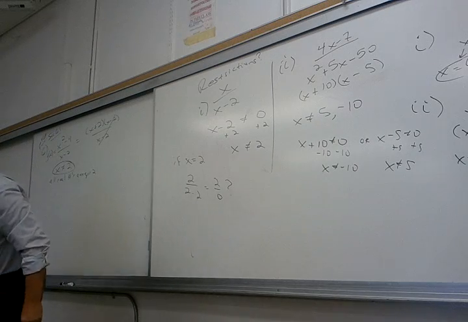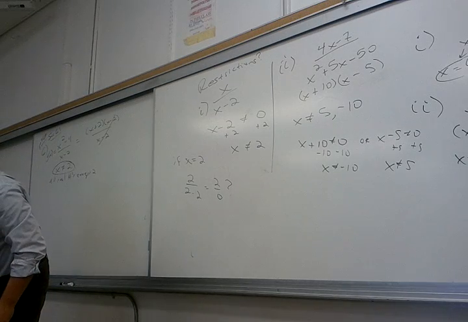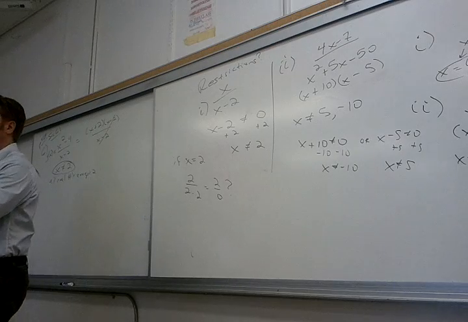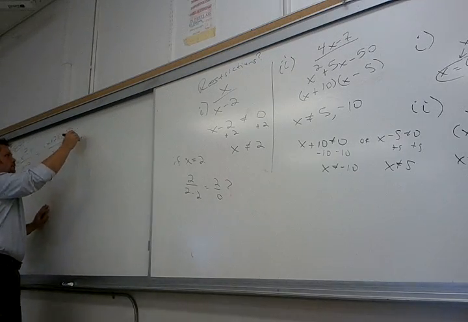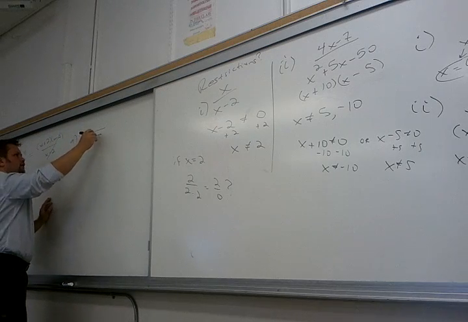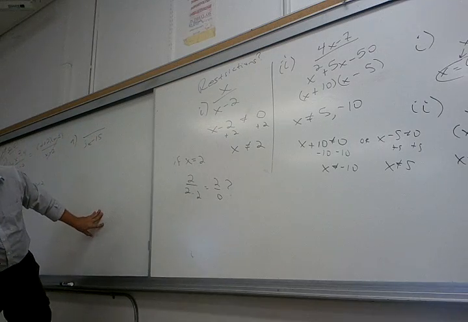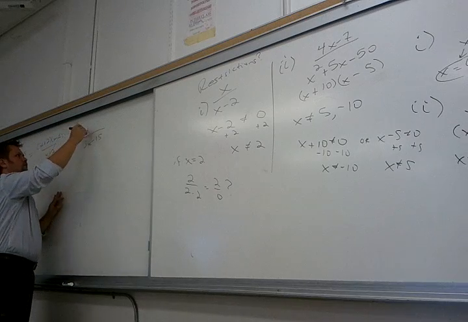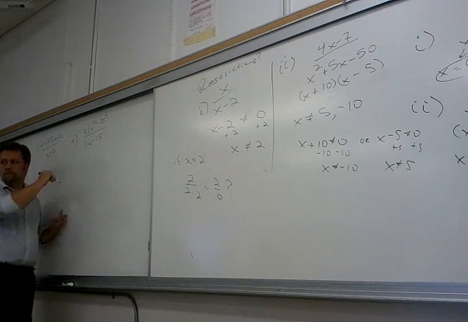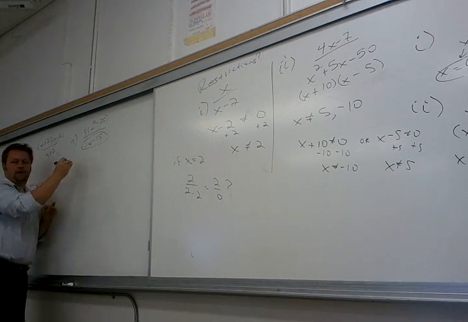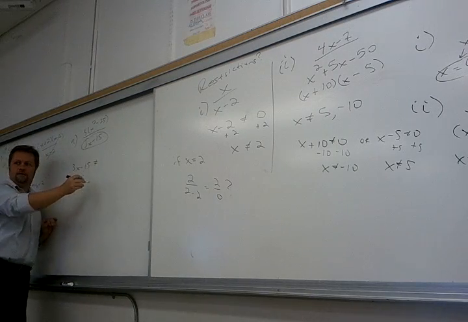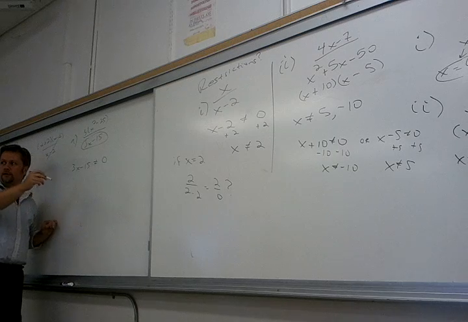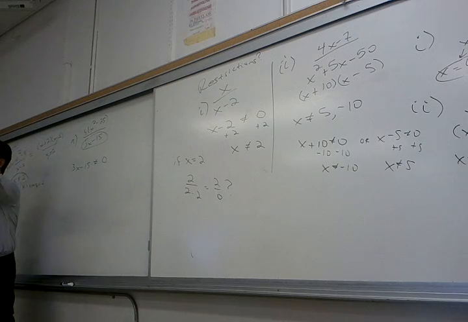Where are we at? Number 9. The same page, just look at the bottom. What makes the bottom 0? So on number 9, it says something over 3x minus 15. So you say to yourself, okay, the bottom can't be 0. And then you solve and you eventually get to 5.